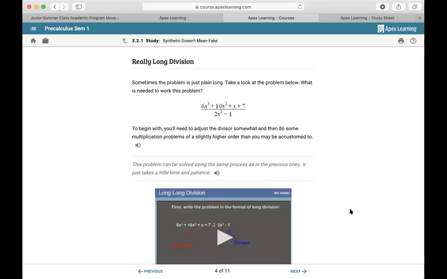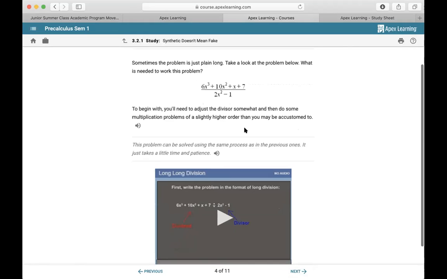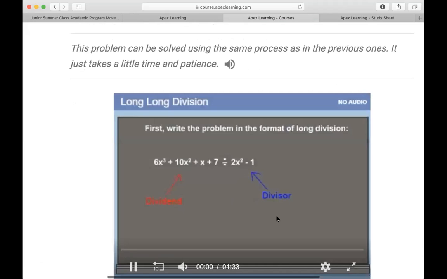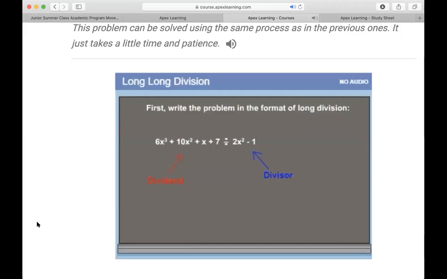Okay, so sometimes when we're doing this, the problem's just too long. All right, so first off, if we're looking here, we've got 6x cubed plus 10x squared plus x. Okay, so this is in standard form here, but when we look at the bottom one, we've got 2x squared minus 1. Okay, so we've got to adjust the divisor into standard form. But when we do that, we're going to find out that all of a sudden this problem gets really kind of long, kind of quickly.